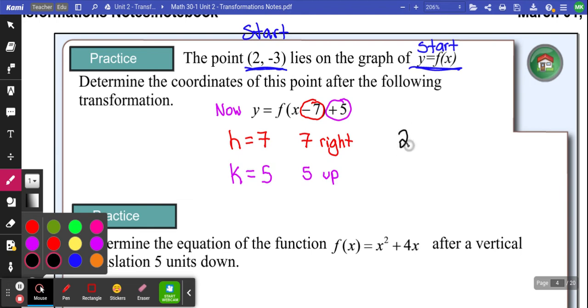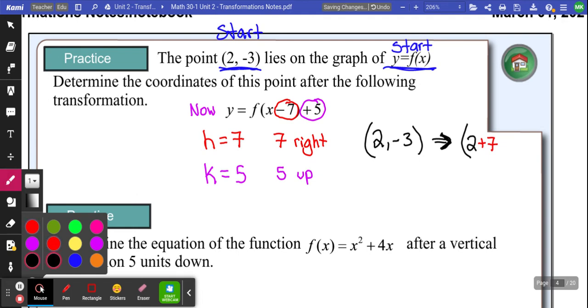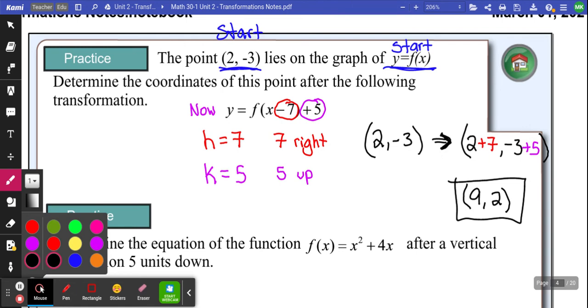The way you would show that, it went from 2, negative 3. That's an arrow. X values are left and right. Y values are up and down. That means my new point would be 2 plus 7, because I went to the right 7. And my new y value would be negative 3 plus 5, because if I'm going up, I would be adding. My new point is at 9, comma 2. Some people draw a picture and you could move the point. I'm sure that works. But this is a nice quick way to just do it. X's are left, right, Y's are up and down. Nice and easy for you.